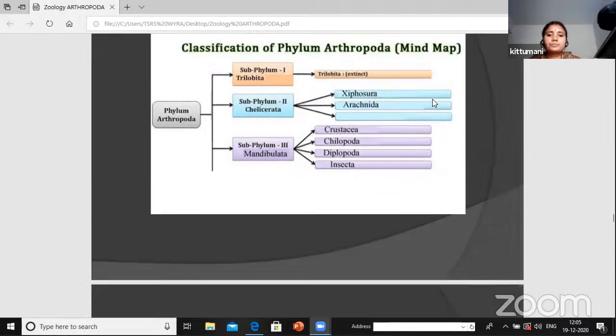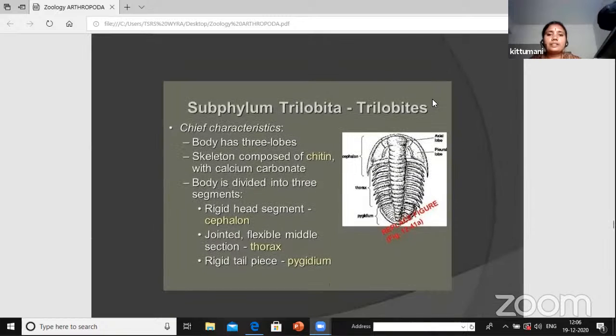First, we will enter into the Subphylum Trilobita. Trilobita, tri means what? Three. The body is divided into three lobes. How many lobes? Three lobes: the center one and two lateral ones. Two lateral and one central lobe. Here the body is divided into three lobes.